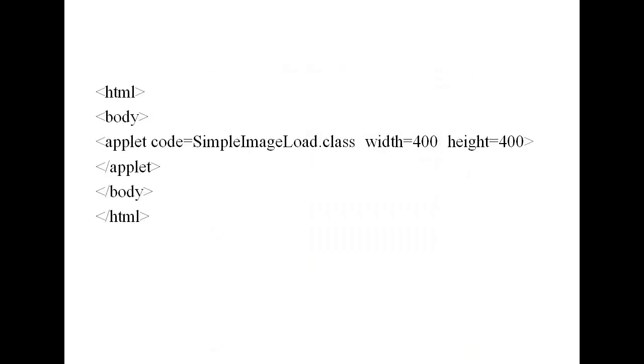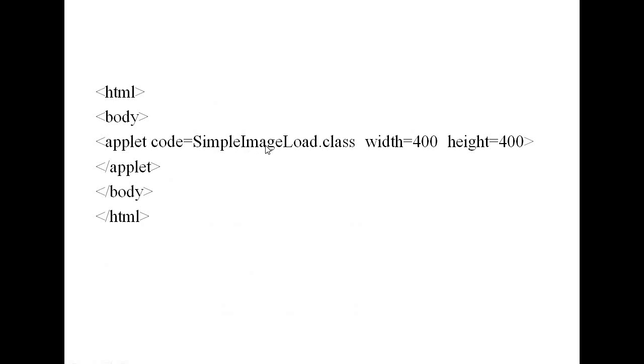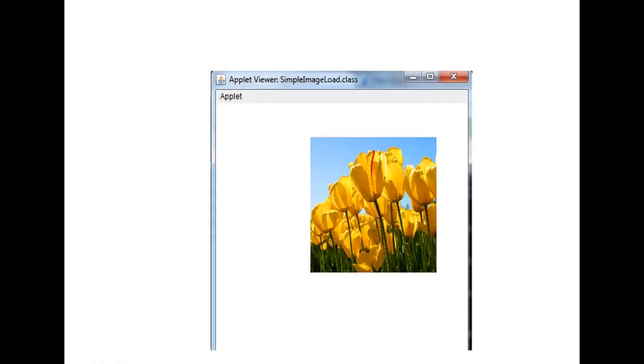Before that we need to create the HTML file. There we have to specify applet code equal to SimpleImageLoad.class, that is the applet name. After compilation we will get a class file, and that file name is specified as the code parameter value for the applet. Then the width and height of the display area is specified. After that the tulip will be displayed from the x, y position specified in the drawImage method, following the width and height values.